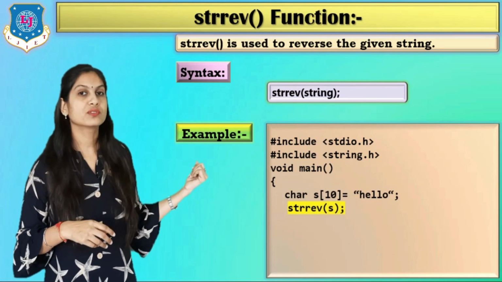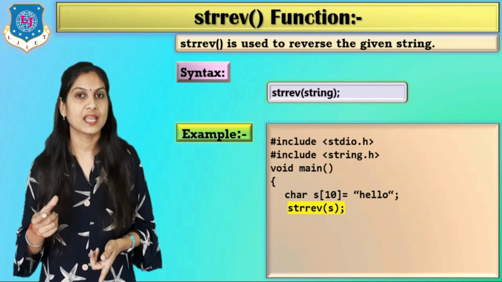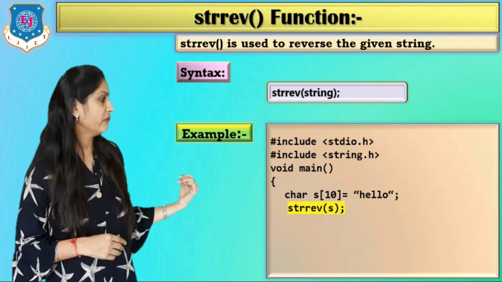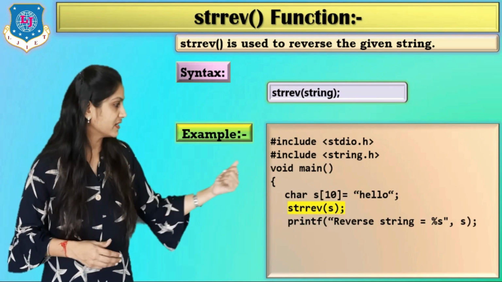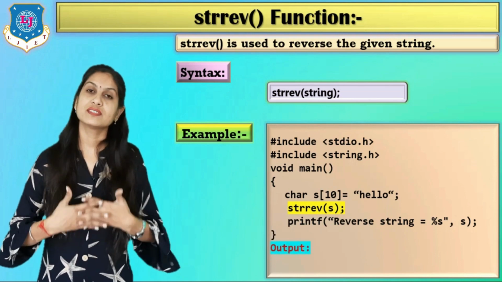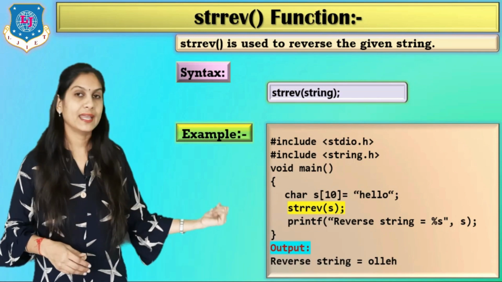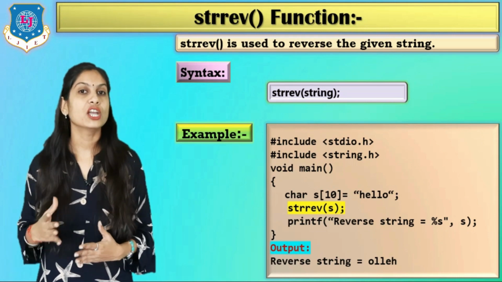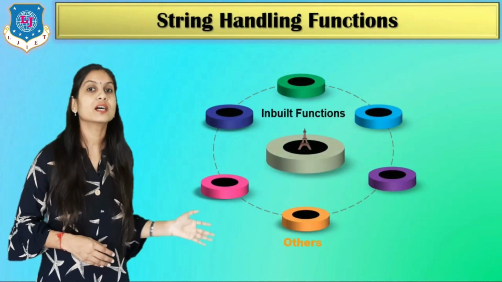So for that we have to use which function? strrev, and inside bracket we have to write the string name, that is s. So the original string will be now reverse, and same way we have to display like using printf function reverse string equals percentage s and then s. So what is the output of this program? The same string s will be now changed and the output is reverse string equals olleh. Clear?